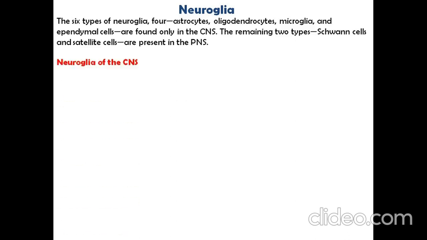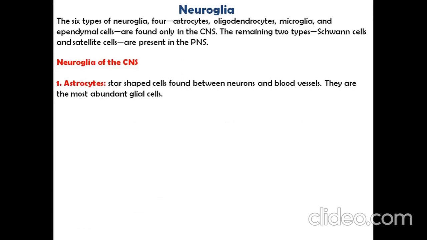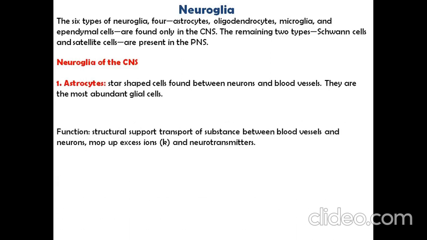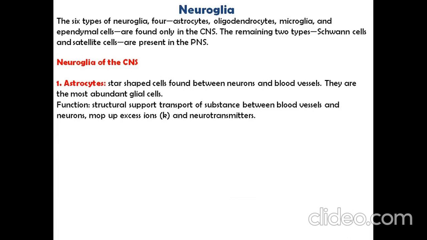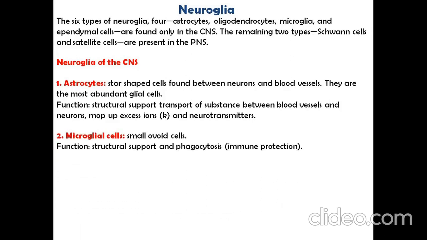First one is the neuroglia of the CNS. In that, astrocytes are star-shaped cells found between neurons and the blood vessels. They are the most abundant glial cells. Their function is structural support, transport of substances between blood vessels and the neuron, and mopping up excess ions and neurotransmitters. Second one is the microglial cell, which is a small ovoid cell, and its function is structural support and phagocytosis.